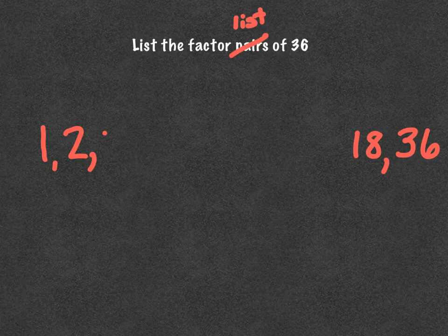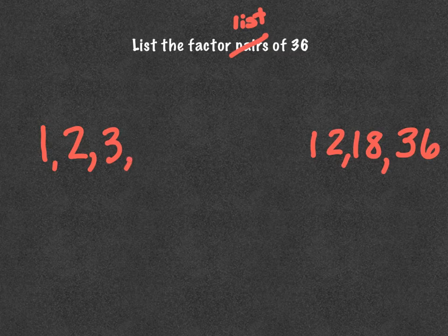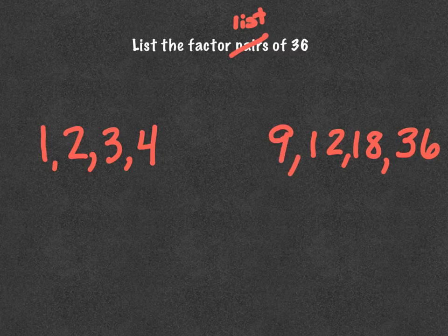Then I want to think to myself, can 3 go into 36? Yep, it can. So 3 times 12. Then I want to think to myself, okay, can 4 go into 36? It can. 4 times 9. Can 5 go into 36? It cannot, so I'm not going to write that. But 6 times 6 is 36. So that is the full list of factors for 36.